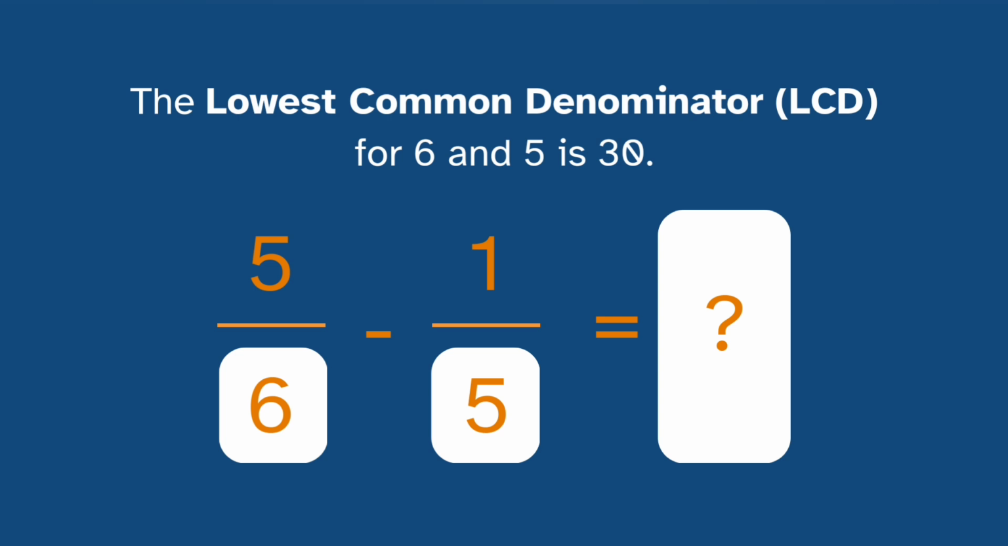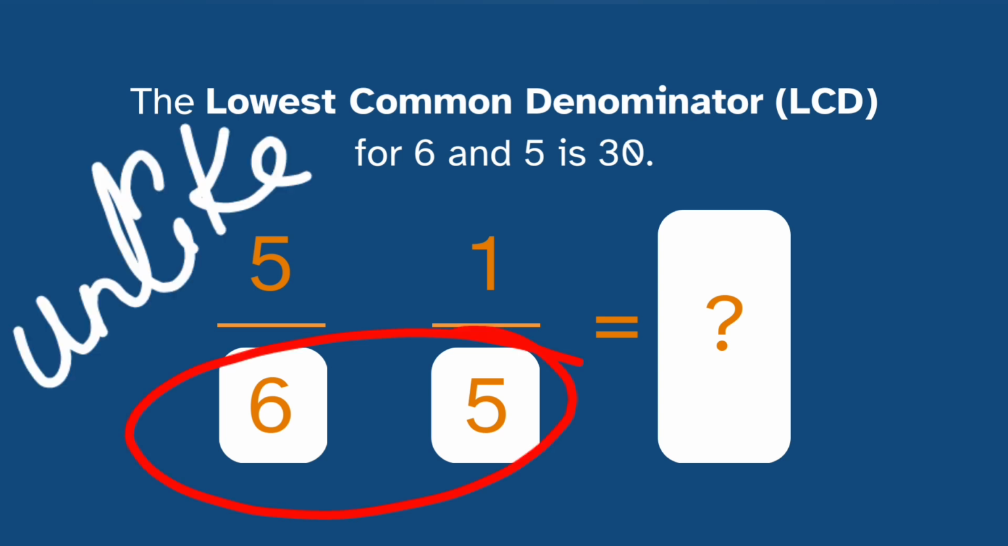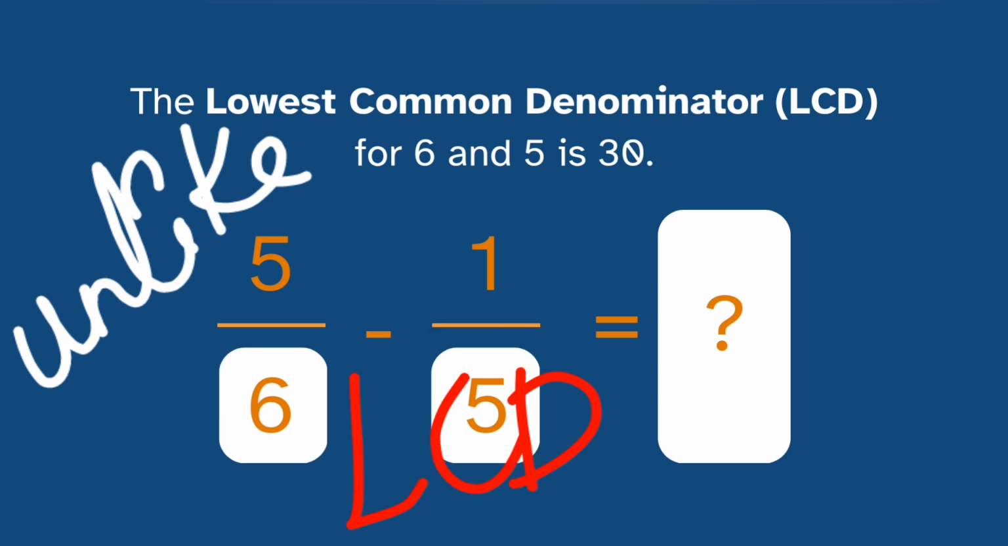But as you can see in this example, the denominators are not common, so these are unlike fractions. For unlike fractions, we have to find the lowest common denominator.